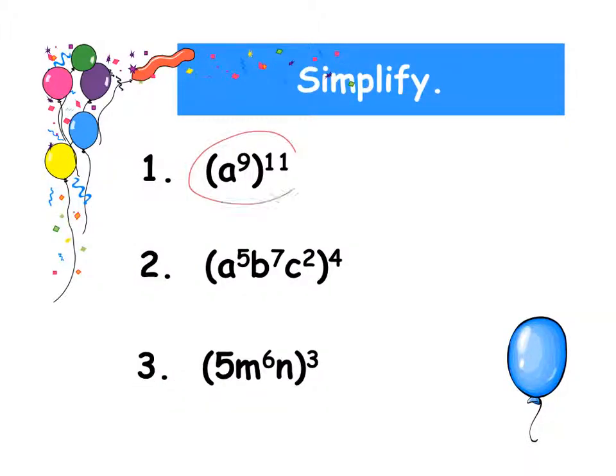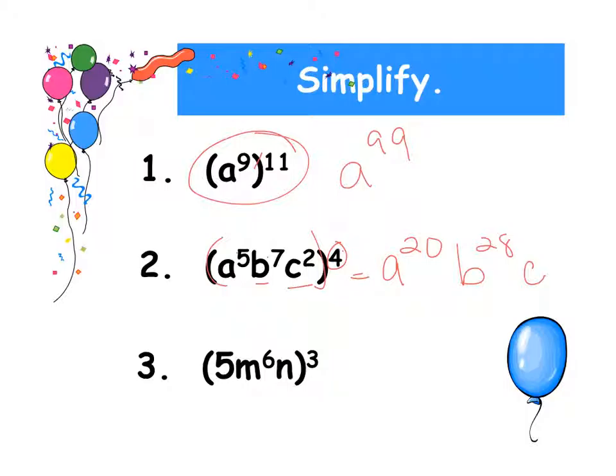Basically, on this first one, it's a power to a power, so all I do is multiply. So I have a to the 99th power. Same thing here. I have this quantity raised to the 4th power, so I rewrite a, and 5 times 4 is 20. I rewrite my base b. 7 times 4 is 28, and I rewrite my base c, and 2 times 4 is 8.